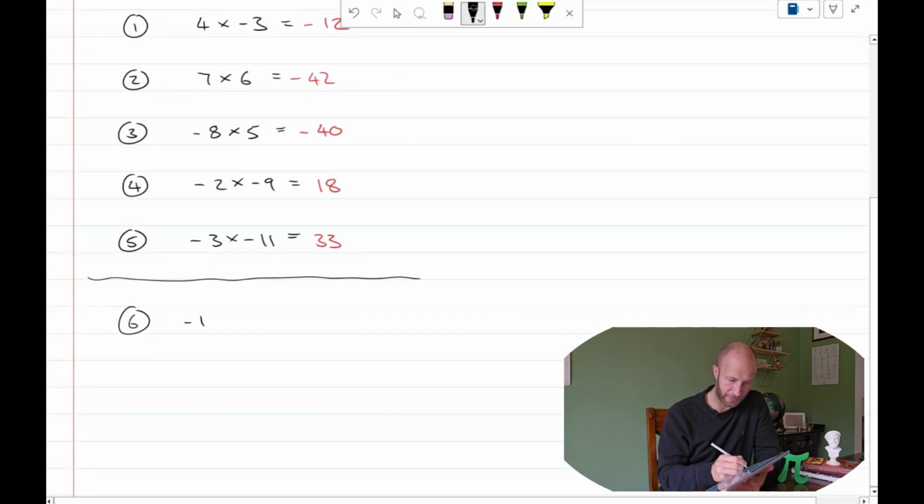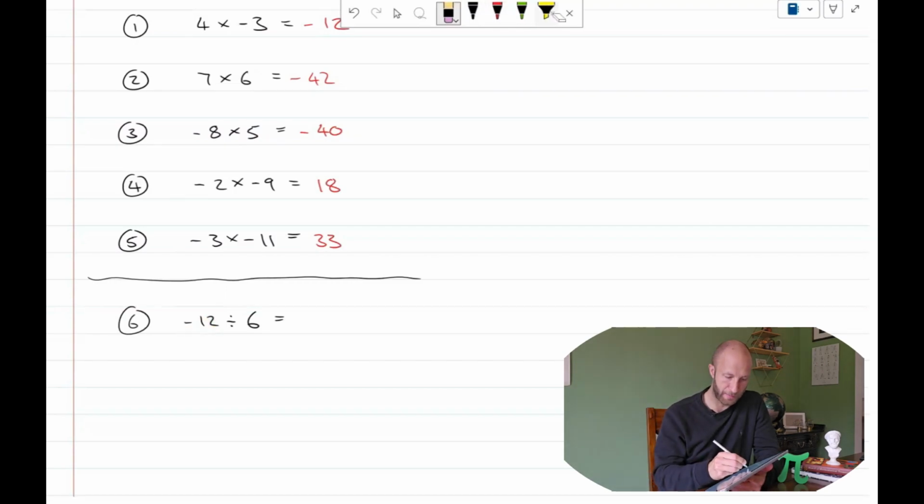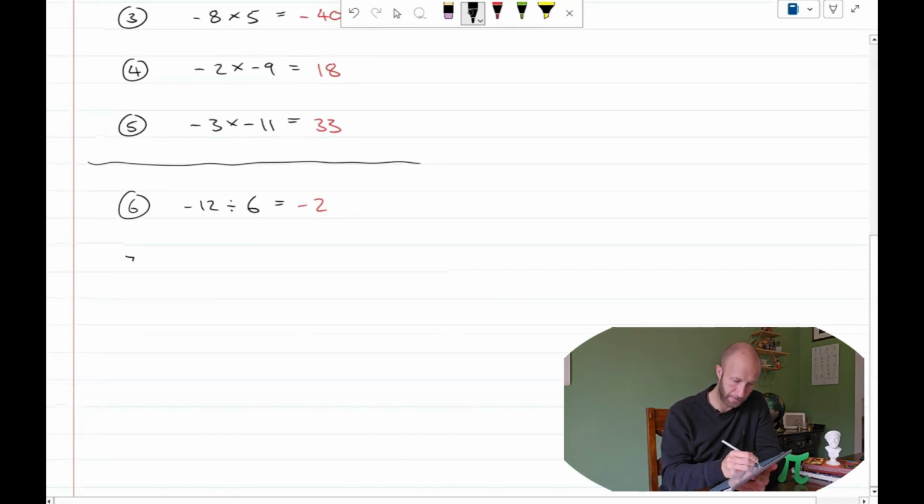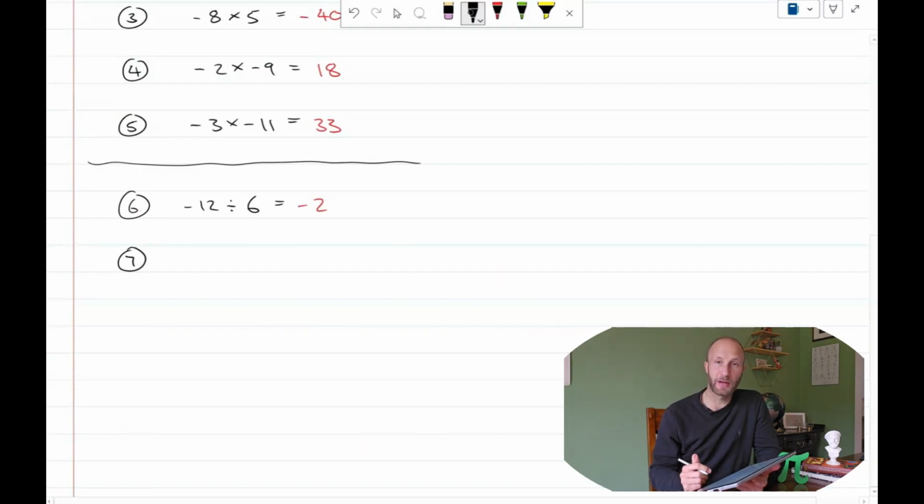So if I do -12 divided by +6, that's -12 divided by a positive, we've got one negative sign there, so we get a negative answer. 12 divided by 6 stays the same, still going to be 2. So -12 divided by 6 is -2. It works in pretty much the same way as multiplication, except we are dividing.